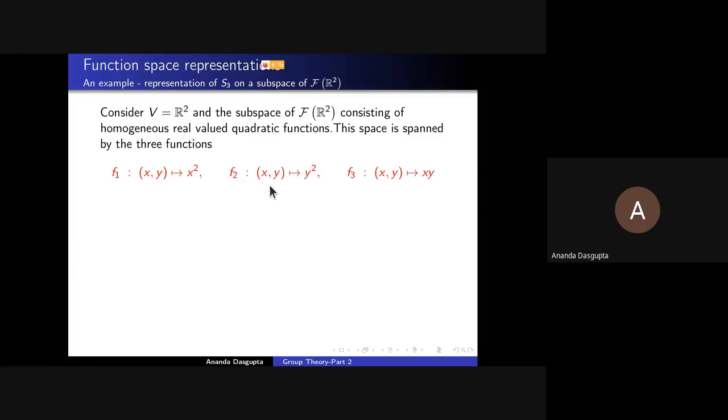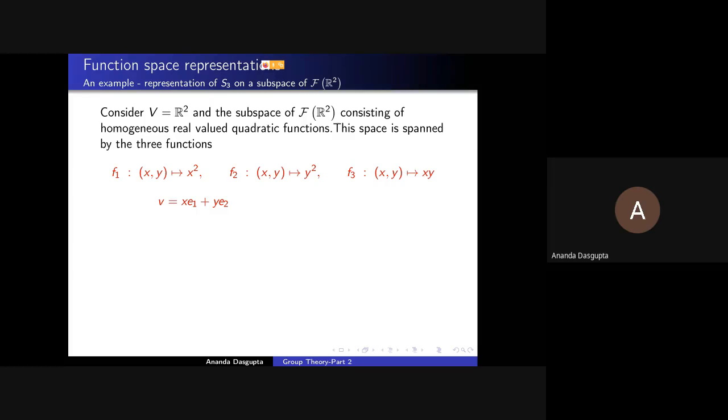And so these are the 3 functions. Functions which map (x, y) to x square, (x, y) to y square, (x, y) to xy. These are the 3 functions which form a basis of our space. This is one basis. There could be other bases as well, but right now let's focus on this basis. And let's ask ourselves that if we are given a vector v, then how do we use the linear representation that we already have on two-dimensional vectors to form a representation on the space of functions?